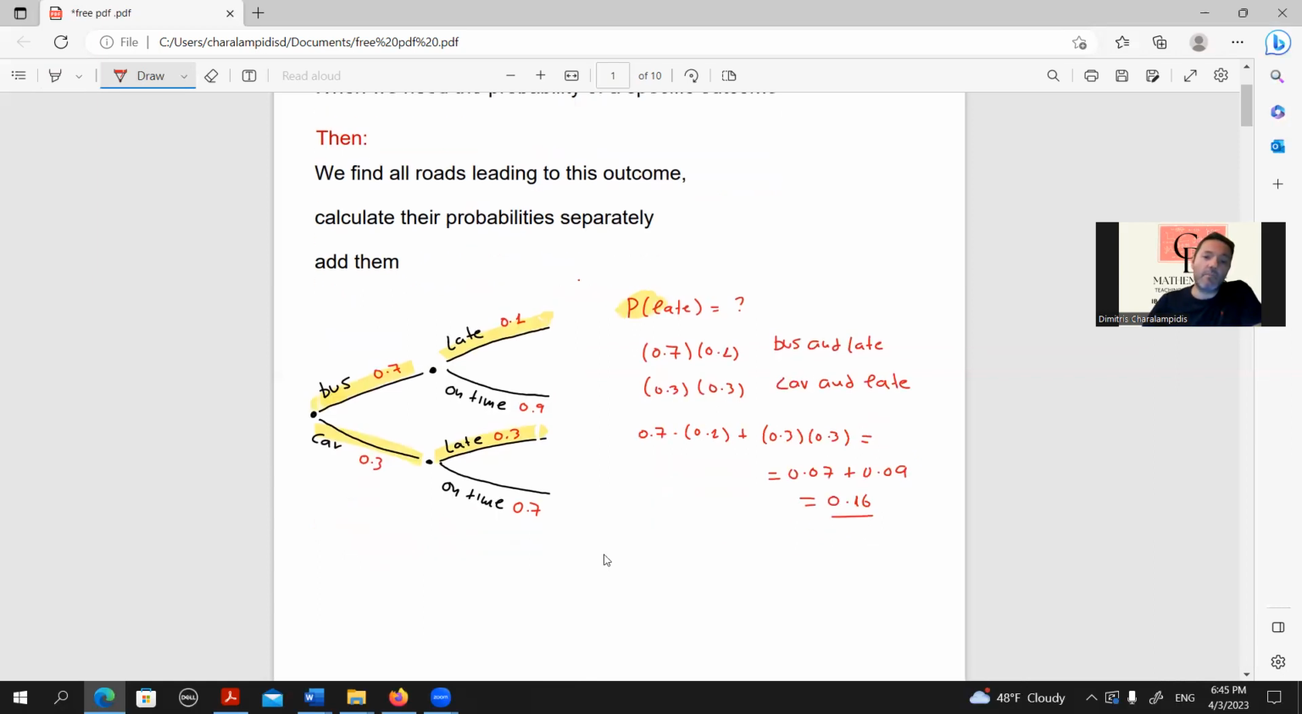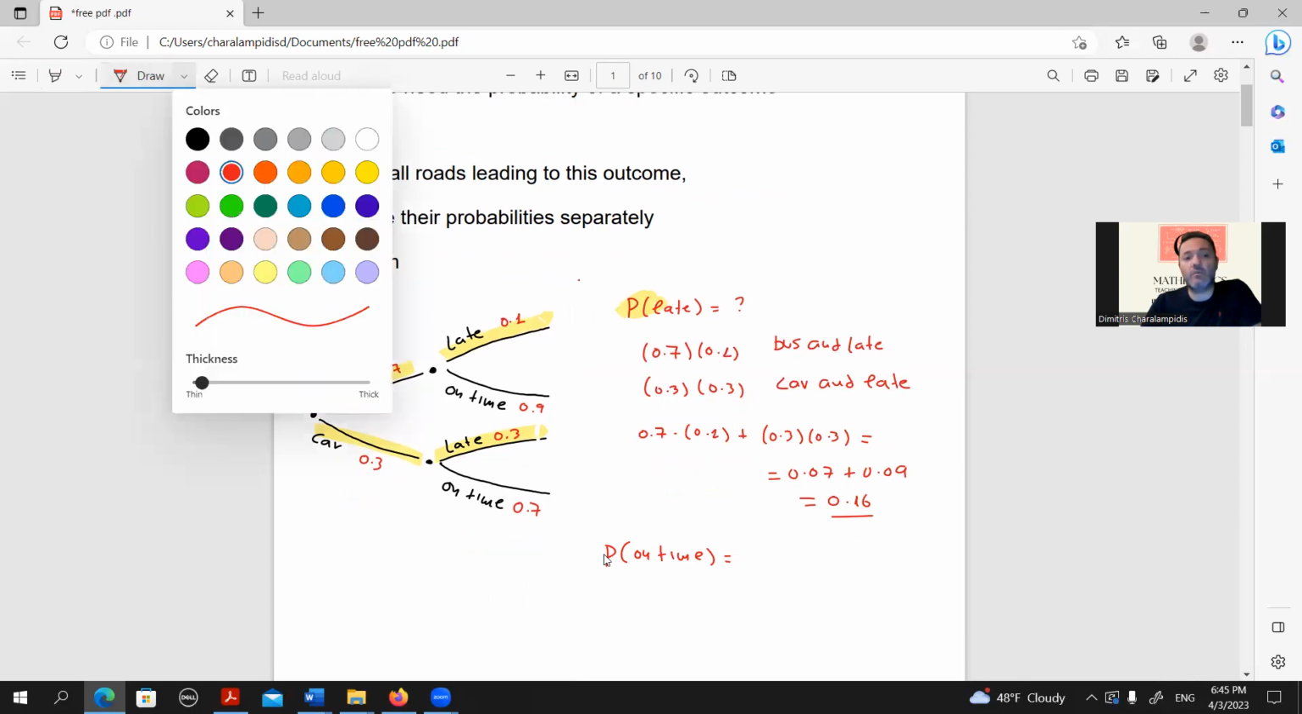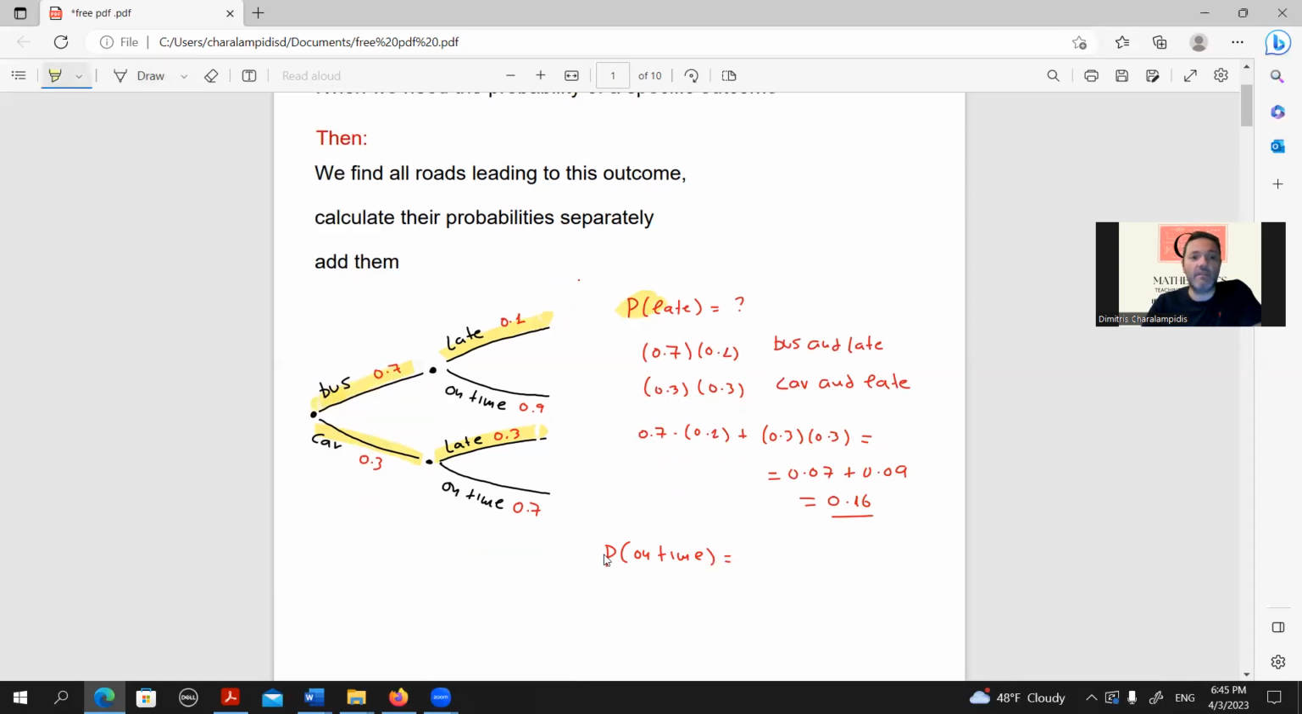Similarly, for the probability of being on time, since we care about a specific outcome and not a specific road, we need to recognize all roads leading to this outcome. We need to end up on time. This can happen by using the bus and being on time, or by using the car and being on time. I managed to recognize them.